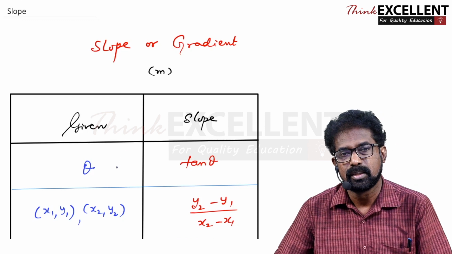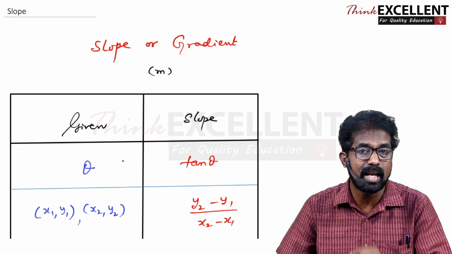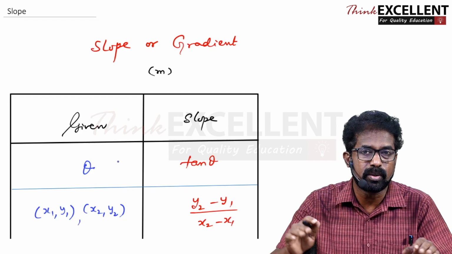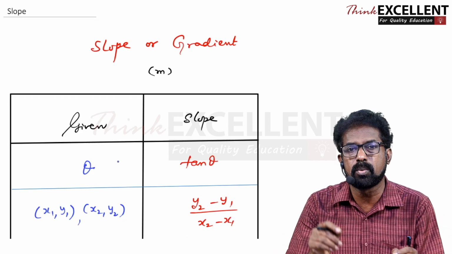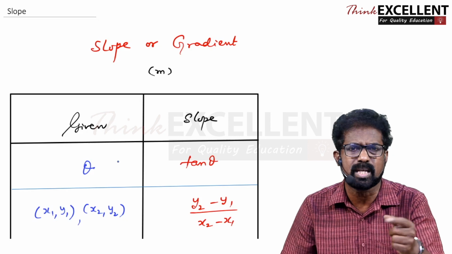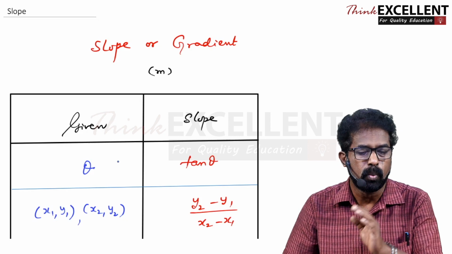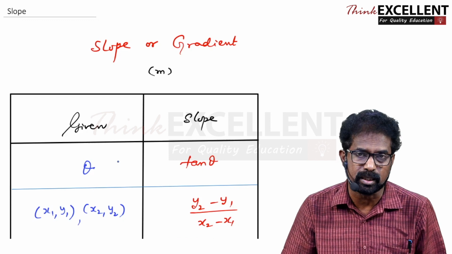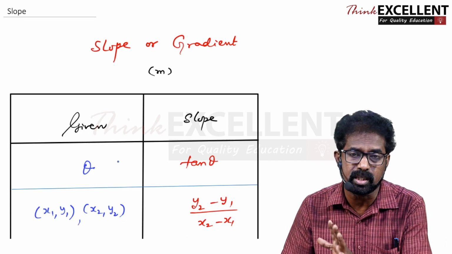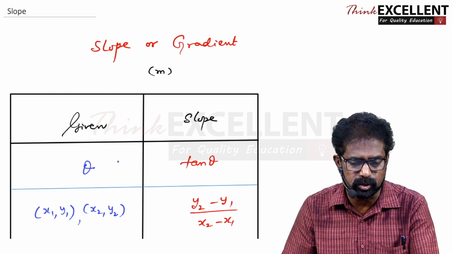Second one: suppose you know 2 points on the line. One point is x1 y1, another point is x2 y2. You can't use tan theta here, right? So if two points are given, what formula do you use? y2 minus y1 by x2 minus x1. Deviation in y by deviation in x. y2 minus y1 by x2 minus x1.